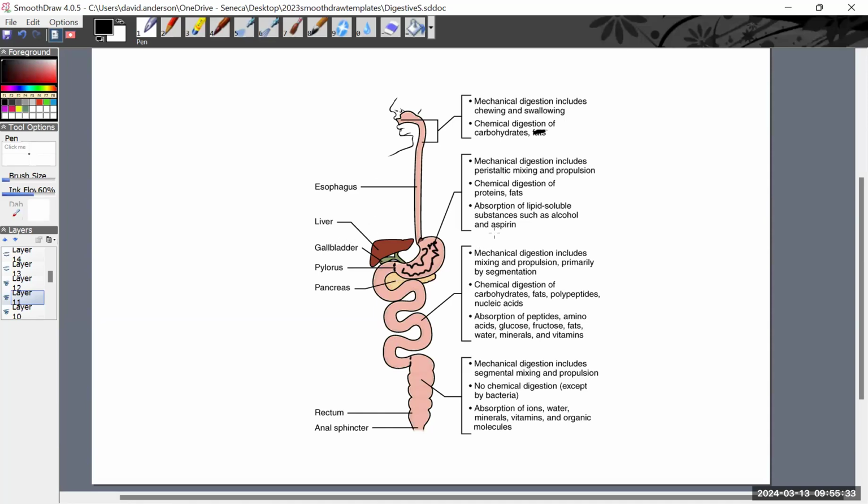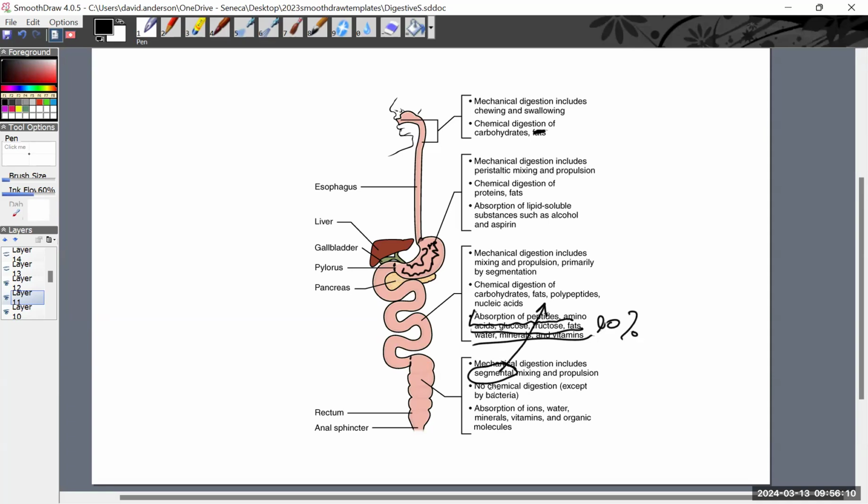Mechanical digestion is mixing and propulsion. Chemical digestion of carbs, fats, proteins, and nucleic acids occurs in the small intestine, and the absorption of these things, about 90% or so, is going to occur in the small intestine. Then we move down to the large intestine, some segmentation. Our segmentation is really occurring mostly up here in the jejunum. Mixing and propulsion is going to occur and be delivered to the large intestine.